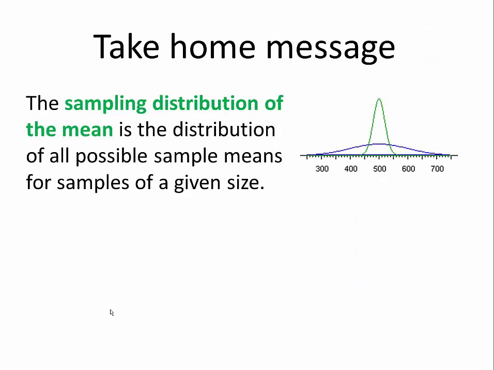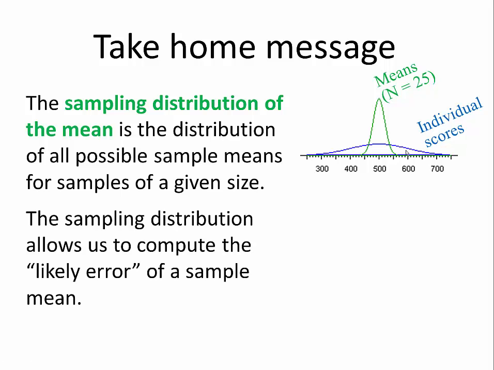Take-home message is the sampling distribution of the mean is the distribution of all possible sample means for samples of a given size. The problem is we never actually observe either the true population distribution of individual scores or, even less so, the distribution of possible means. We have only one mean that we've observed. However, we know from the central limit theorem what the distribution of means looks like relative to the population distribution. This sampling distribution of the mean allows us to compute likely error as an index of how accurate our sample mean is likely to be.